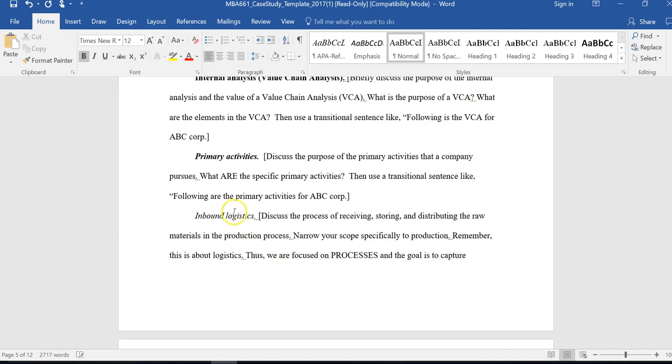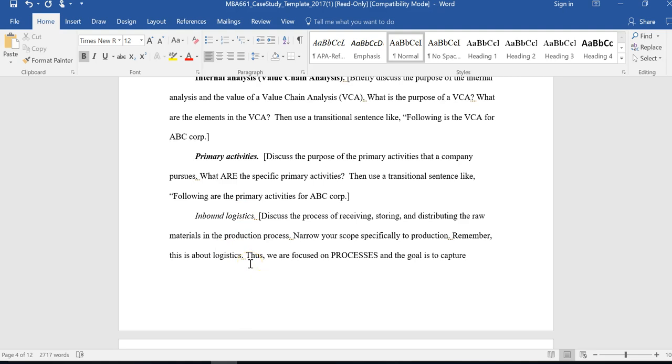Now here's the thing. When you're going into each of these elements, what you need to do is actually assess what's going on with that company right now. We're not talking about in general what could happen, or if they really do this right, this could be the thing. We're saying the state of their inbound logistics right now is this, right?